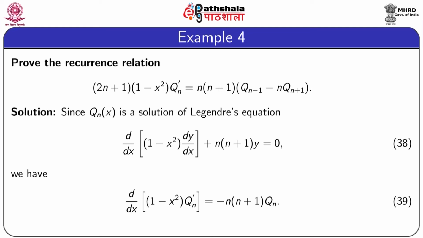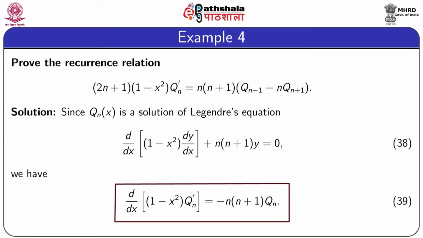Let us now move to example 4, where we prove the recurrence relation (2n plus 1) (1 minus x square) Q'n is equal to n(n plus 1) Q n minus 1 minus n Q n plus 1. Since Qn(x) is Legendre's function of second kind, it is going to satisfy the Legendre's equation given in 38. And if it does that, we substitute y by Qn(x) and we get the expression 39, which is d/dx of (1 minus x square) Q'n is equal to minus n(n plus 1) Qn.